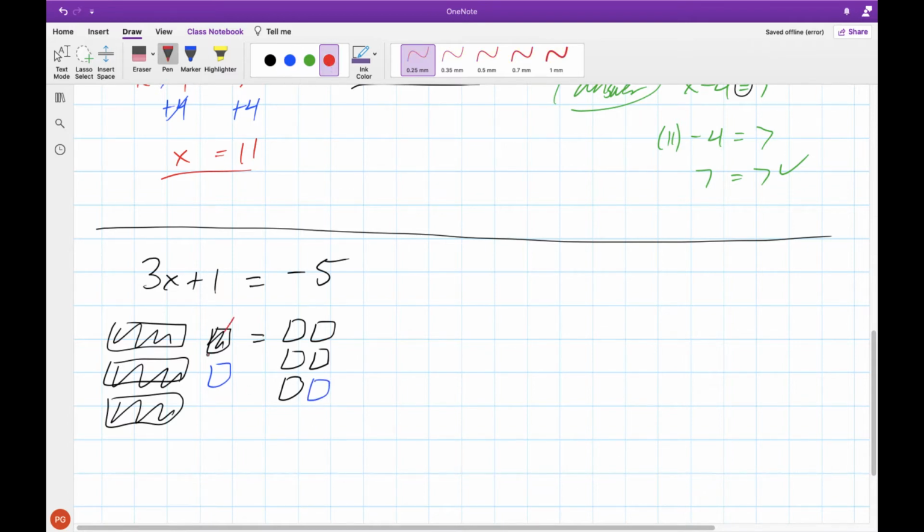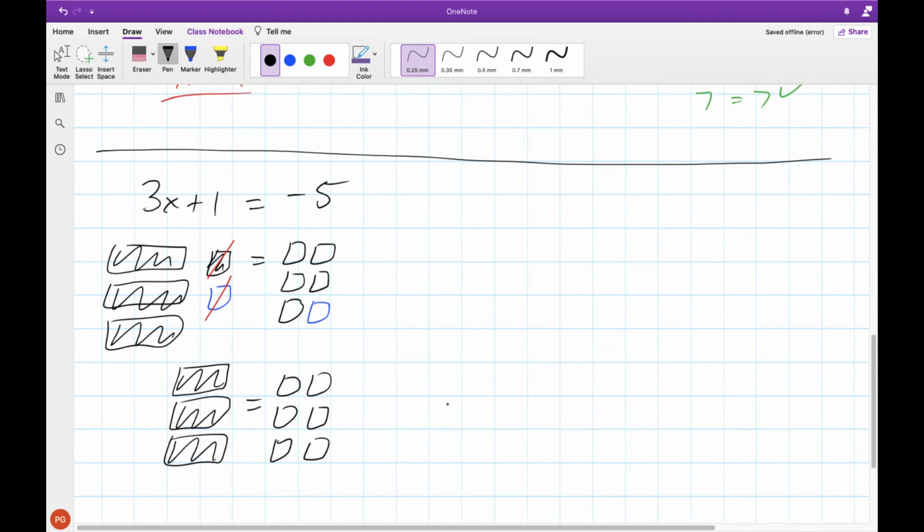So if it's a positive 1, I would need to put a negative 1 here to cancel this out and move it over onto our other side. And we would end up with something like this. Now, we've got variables on one side, numbers on the other side. We're almost there. The problem is that we want a single variable. We don't want 3 copies of our variable over here.